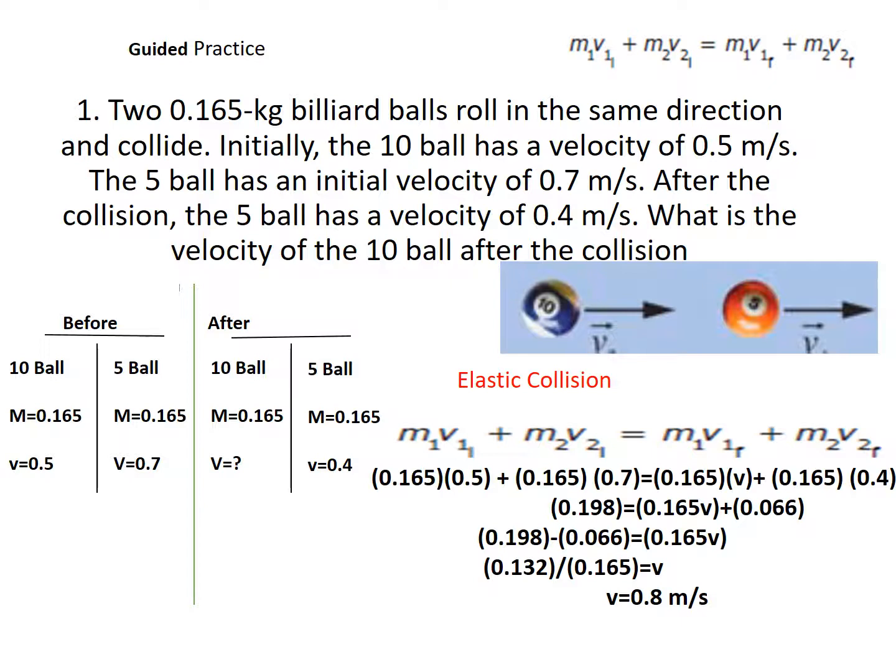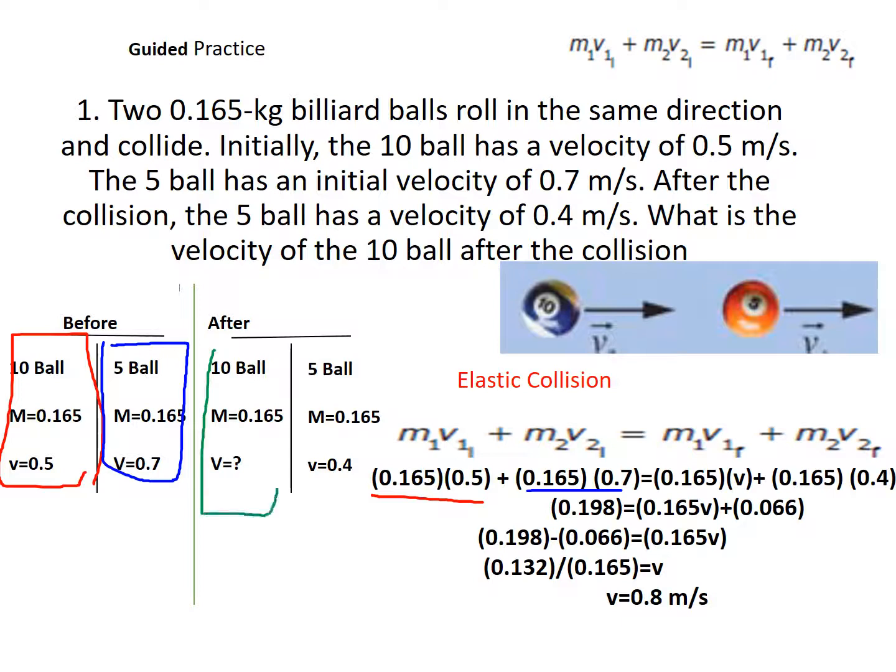Now that we have our chart set up, we can just plug in. So m1 is 0.165, v1 is 0.5. That's this right here. I can color code for you. The next one is 0.165, 0.7. That's the 5 ball. If you like to color code, that might be good. If you're the type of person that can do that, then go ahead.